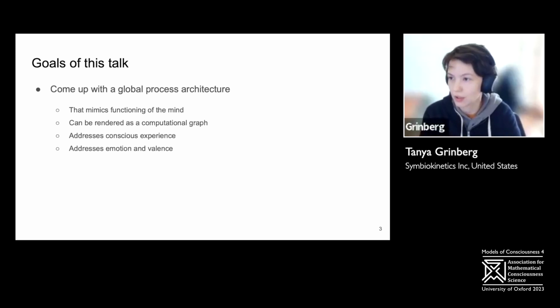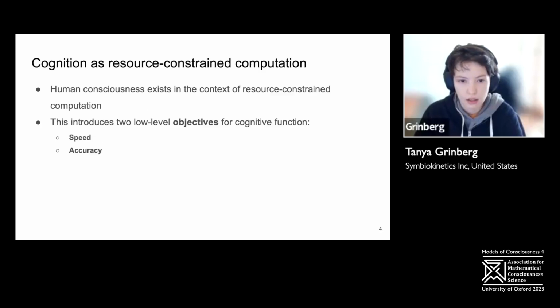So if one wanted to simulate consciousness using artificial neural networks, for example, then our resulting architecture should give some idea as to which modules we're going to use and what the inputs and outputs of these modules are. Finally, obviously, we would want to address conscious experience and the processes involved in the formation of it, and emotion and valence.